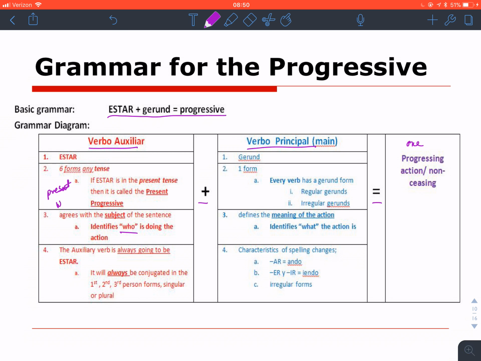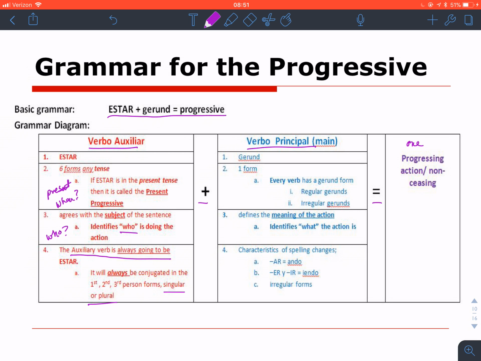So over here, we're seeing when the action is occurring. And right here, we're seeing who the action is done by. And here's another extra information. The auxiliary verb is always going to be estar. It will always be conjugated in 6 forms, first, second, third person, singular or plural.